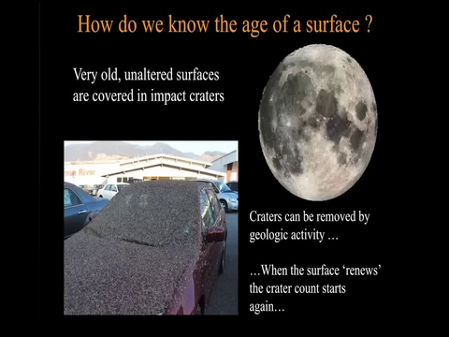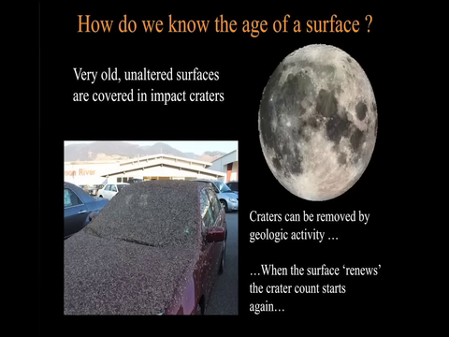So very old, unaltered surfaces on planets and moons that are inactive, like the Earth's moon here, are absolutely covered in impact craters. You can see the light circles here, the dark circles. Each of these represents where a very large asteroid or a comet hit the surface of the moon.